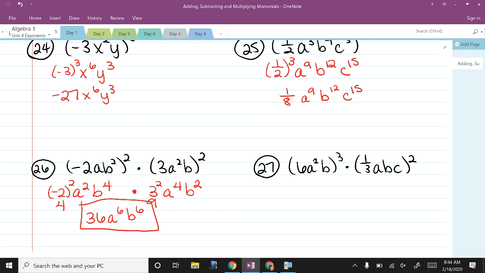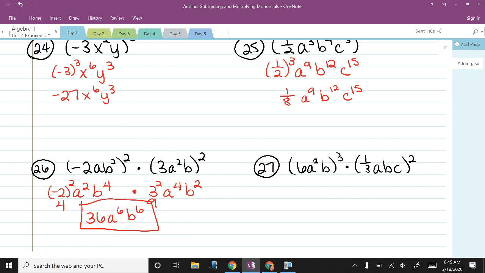All right, y'all copy 27. Copy 27. 6a squared b all cubed times 1/3 abc all squared. I know. Talented. So here we're gonna have a single 7. That's my talent, and I can say math really fast. But sometimes I stutter. Can't say parentheses. So when you type these in, all right.